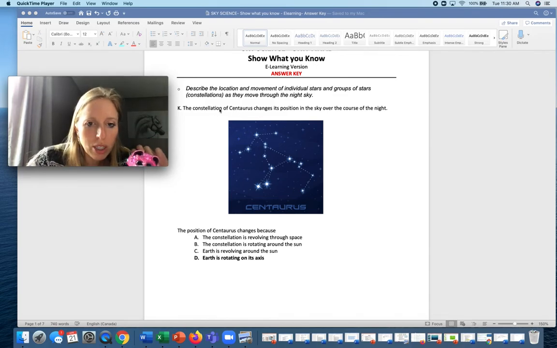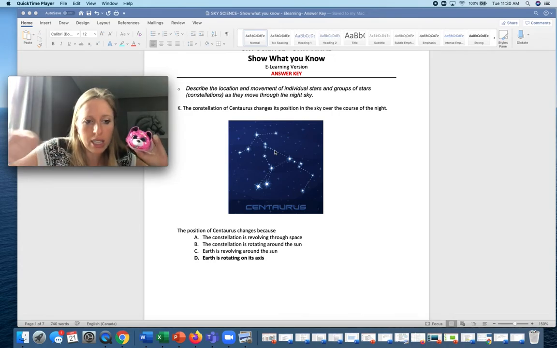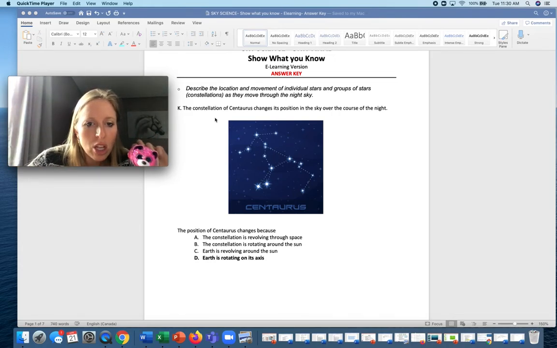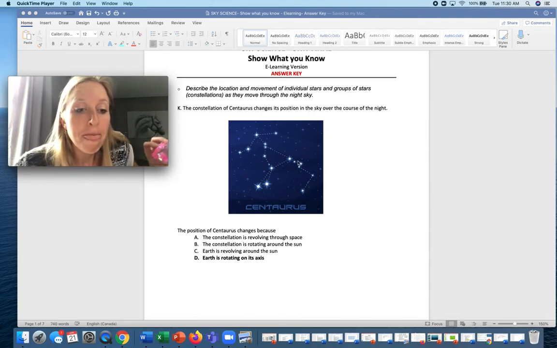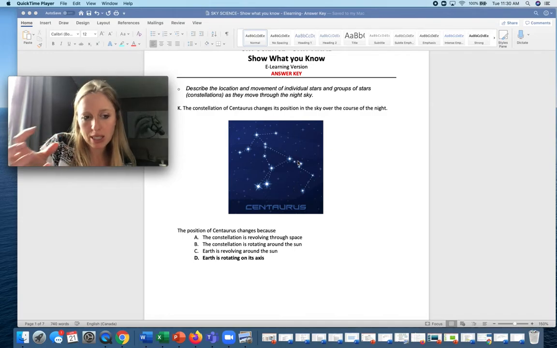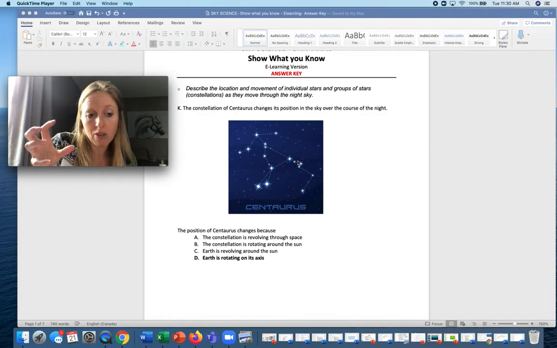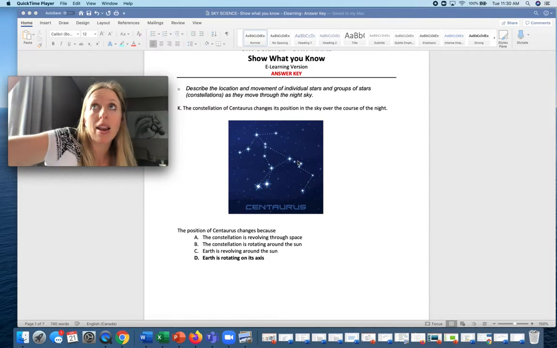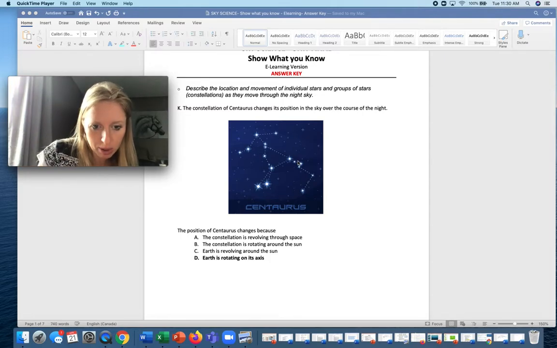So, first questions were about constellations, which we did involving our sky viewing device. The constellation of Centaurus changes its position over the sky over the course of the night. This is the key part of this question, over the course of one night. It doesn't matter that it's Centaurus, it could have been the Big Dipper, it could have been Cassiopeia, it could have been whatever. The key thing is, why do we see the constellation changing over the span of only one night? Okay, so let's think about that.